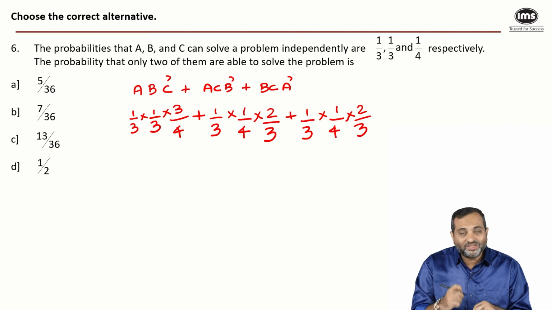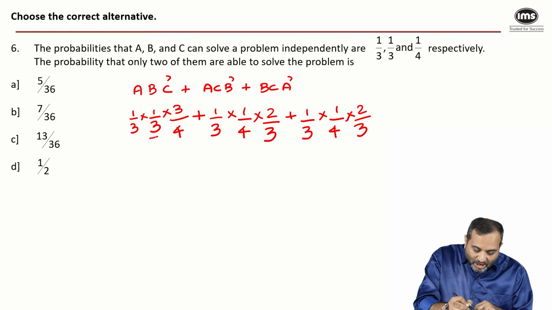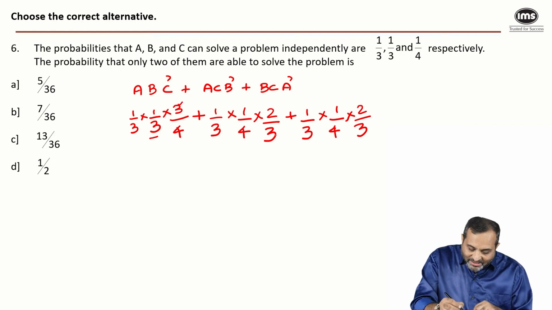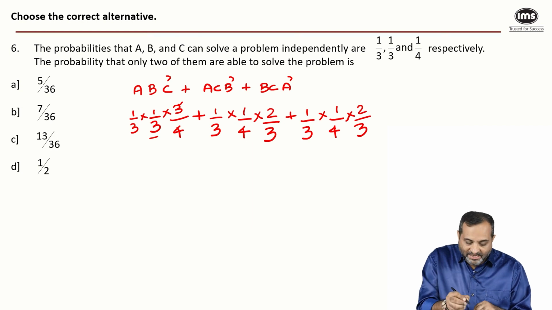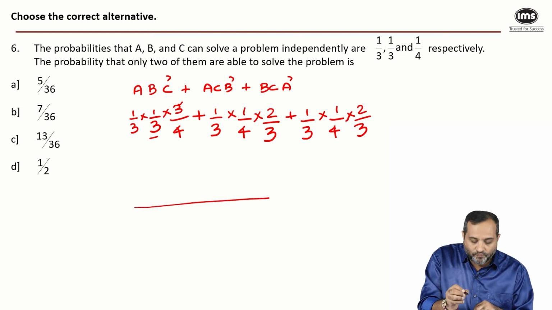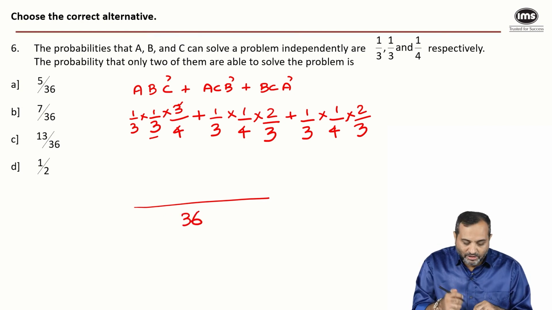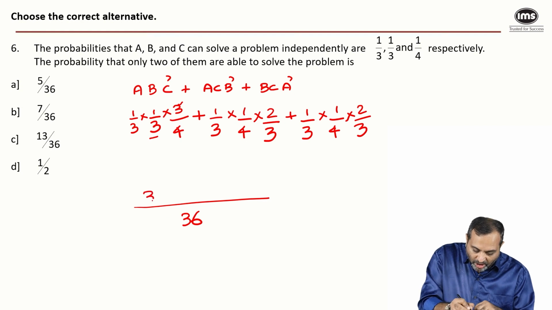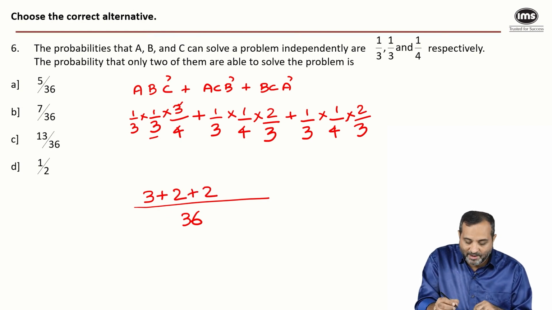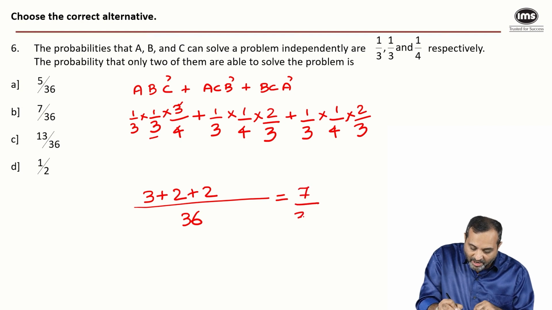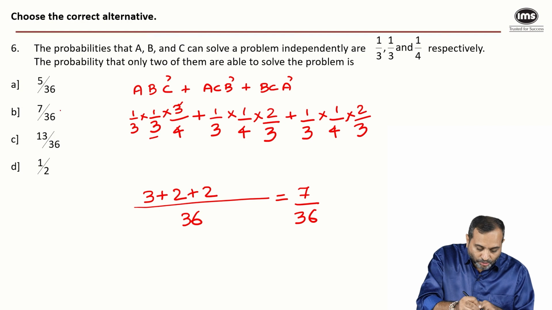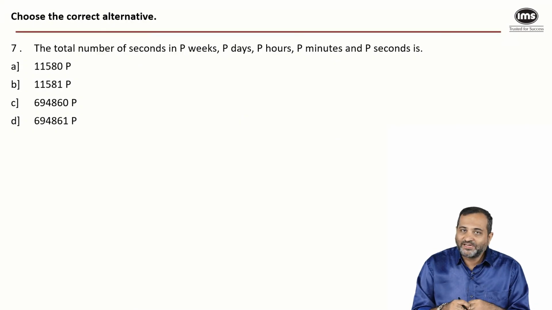Now, whenever we come across such calculations, please do not do intermediate calculations. What do I mean by that? Don't cancel out this 3 with this 3 or this 2 with a 4 and so on. Let's keep my base the same, which is 3 into 3 into 4, which is 3 3s are 9, 9 4s are 36. Now simply multiply the numerators. So 1 into 1 into 3 is 3, 1 into 1 into 2 is 2, 1 into 1 into 2 is 2. So what do you get? 3 plus 2, 5, 5 plus 2, 7. So my answer is 7 by 36. Which option? This is option B. Let's look at the next question.